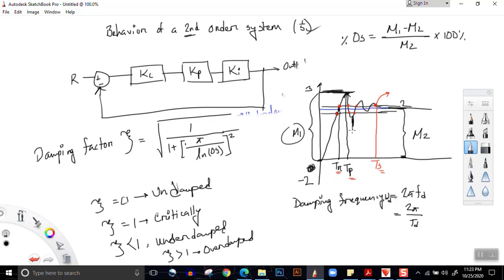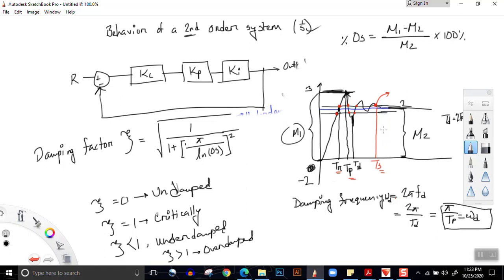The first trough, this is Td, but there is no definite term for Td, the damping period, or the period of oscillation. So what we do is the first peak is half of the total time period. So we use Td is equal to 2 Tp. If we modify it, we get omega d is equal to pi by Tp, because the 2 and 2 get cancelled. So omega d is equal to pi by Tp.